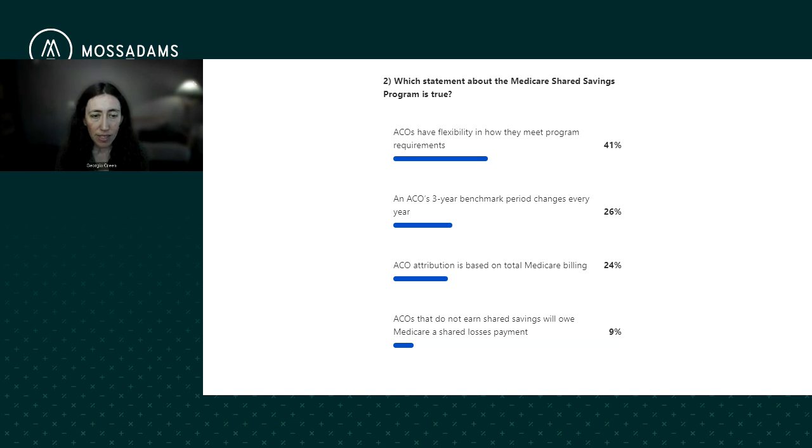Okay, so let's see, the majority answer, ACOs have flexibility in how they meet program requirements. I'm glad that we're getting the majority there. Would like to emphasize that it's not a one size fits all kind of program. You can design these to work for you.